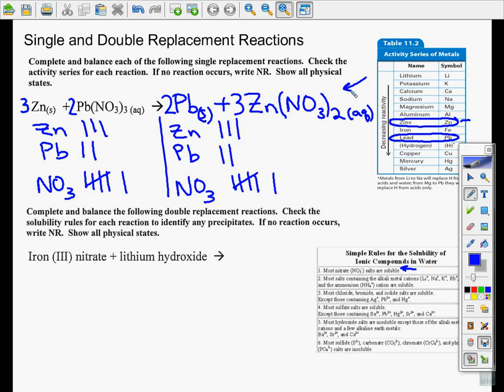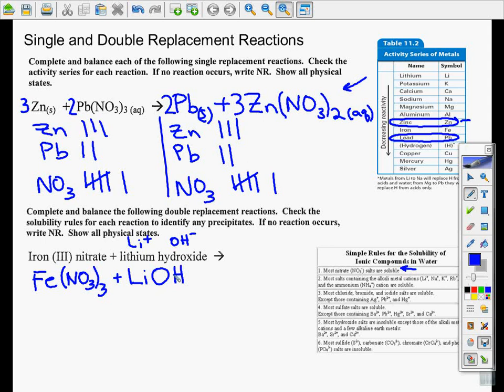Now in the double replacement reaction, look down here at the iron 3 nitrate. I have to write this out. So this will be Fe, and iron 3 nitrates, as we said before, are a -1 charge. So NO3, there's going to be 3 of them, plus lithium, Li, which is a +1 charge when it's ionic. So Li is plus, hydroxide is minus, charge, so just LiOH.